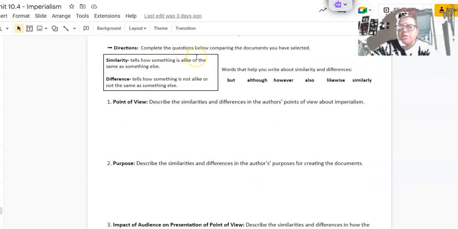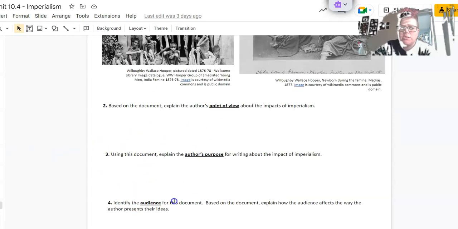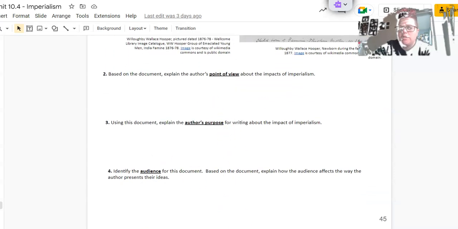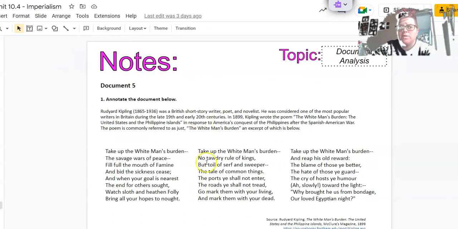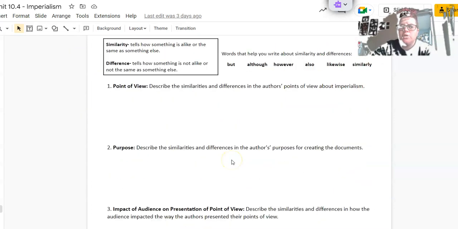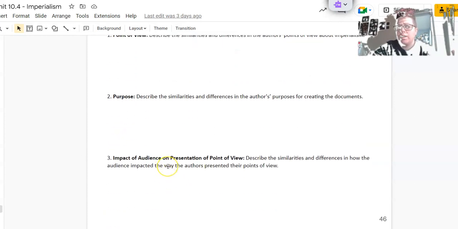Then you're going to complete the questions below comparing the documents you have selected. It will be a lot easier to answer these questions if you go back to the document, because then you'll be able to look at point of view for that document, purpose for that document, audience for that document, and then compare it to point of view, audience, and purpose for your second document. Because here you're going to tell me how they are similar or how they are different. You might have some similarities, you might have some differences, so don't be caught off guard. Don't assume that they're automatically going to be different, okay? Because when we're looking at point of view and purpose, they might have similar purposes even though they have different points of view or different impacts on audience.